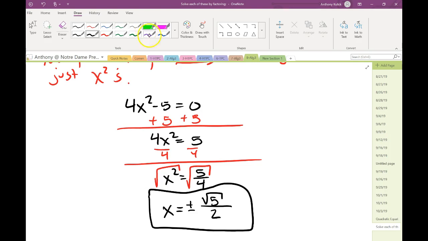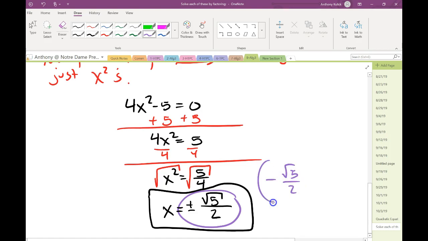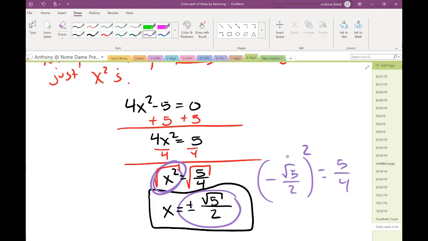Well, we're not square rooting the negative number. What I'm saying is if I take this, like negative square root 5 over 2, and I plug it back into x squared, I get 5 over 4, which is true. Because when the negative times a negative gives me the positive back. Does that make sense? So that's why we're getting the plus or minus.